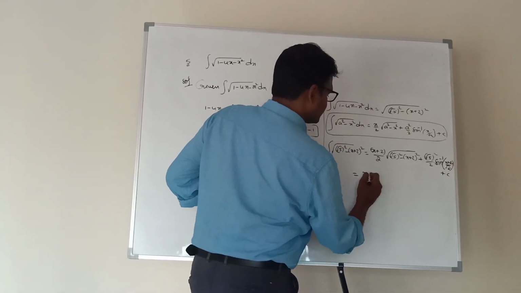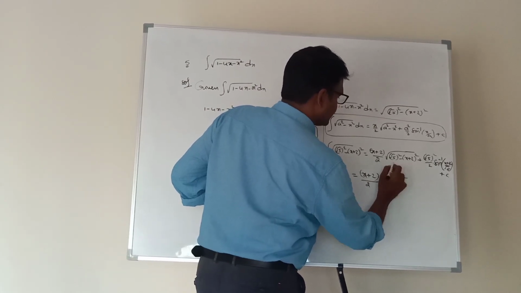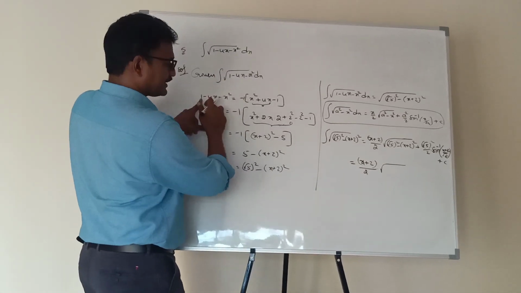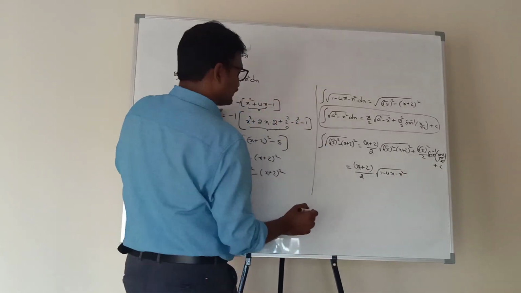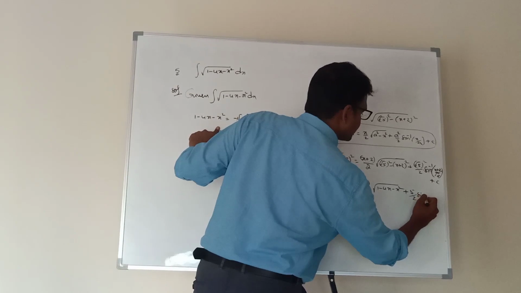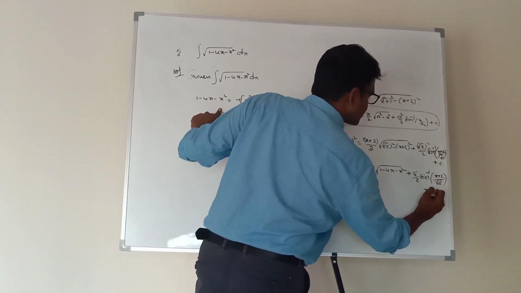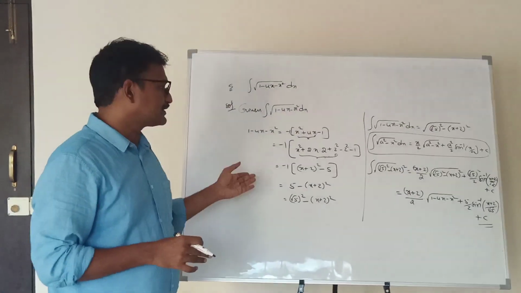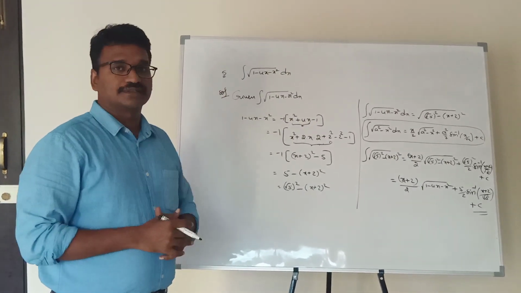So x plus 2 by 2 into root of 5 square minus x plus 2 whole square, if you simplify this again you will get root of 1 minus 4x minus x square, plus 5 by 2 into sin inverse of x plus 2 by root 5, plus c. This is the integration of the given problem. Similarly, you can solve all problems in exercise 7.7 by using the three formulas.